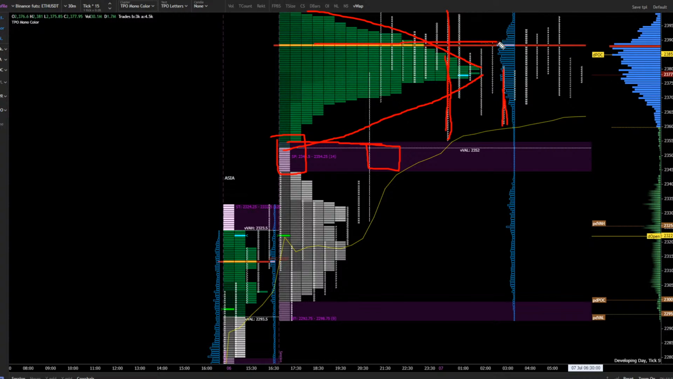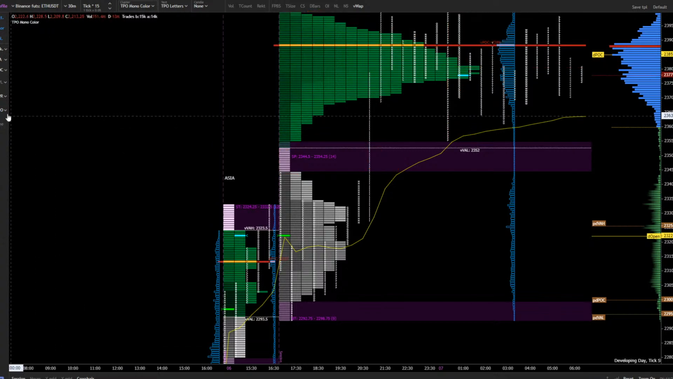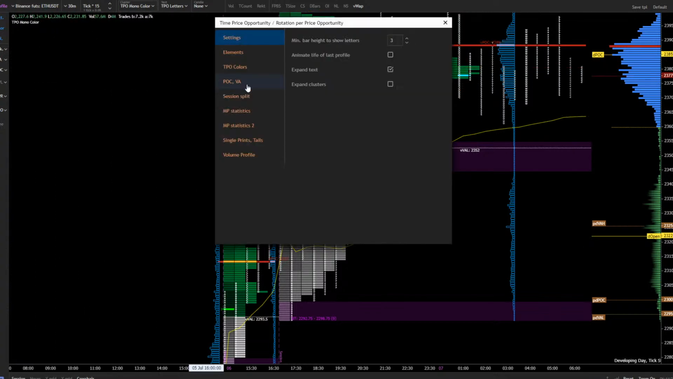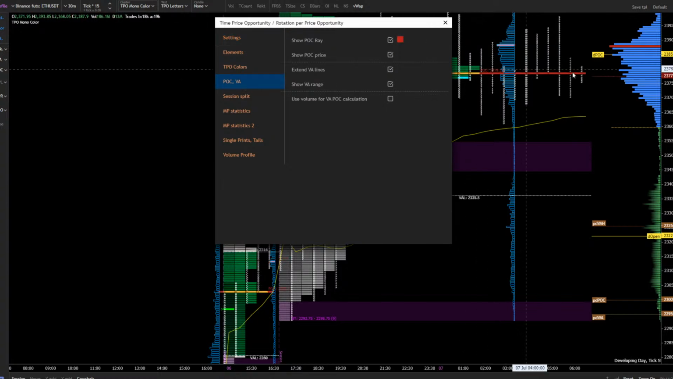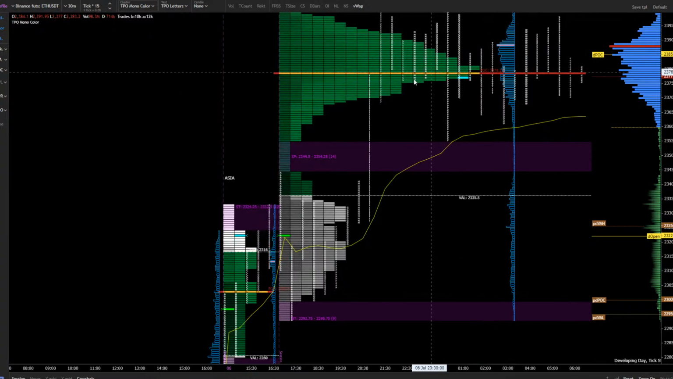So even though this is the volume point of control, the time point of control is right here. I just have my session on volume. If I go in here and change it, see how the time point of control comes back down to here. This is where price is being accepted the most, but the most volume is happening up here.